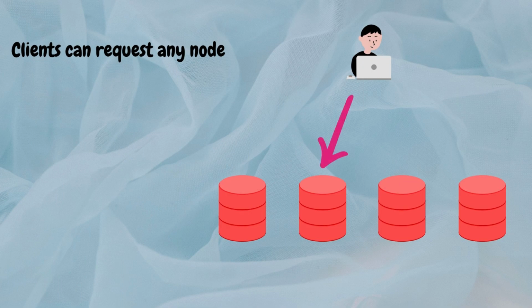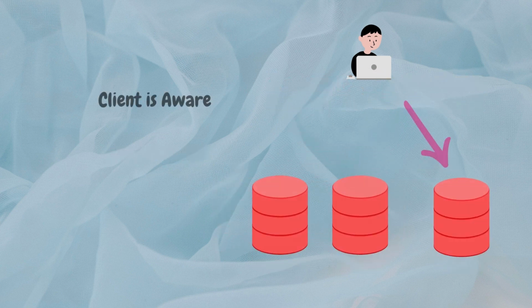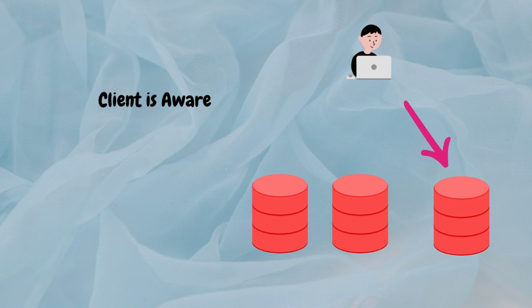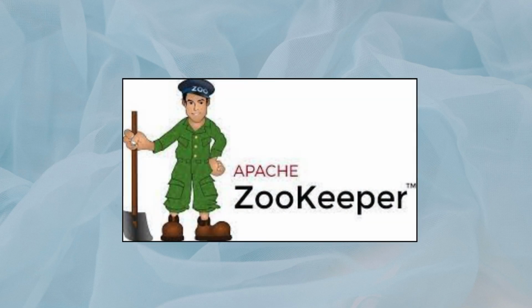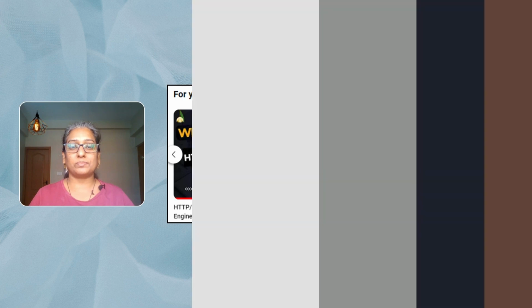Let's discuss them. In one approach, clients can request any node. If it does not have the data, it forwards the request to the correct node. Another approach is using a routing tier. Requests are sent there first, which then directs them to the appropriate node. And the last approach is that the clients already know which partition is on which node and can connect directly. But keeping track of node changes is a challenge. Solutions like ZooKeeper help manage these updates. We have a separate video explaining how ZooKeeper manages an Apache Kafka cluster. Please watch that to learn more.